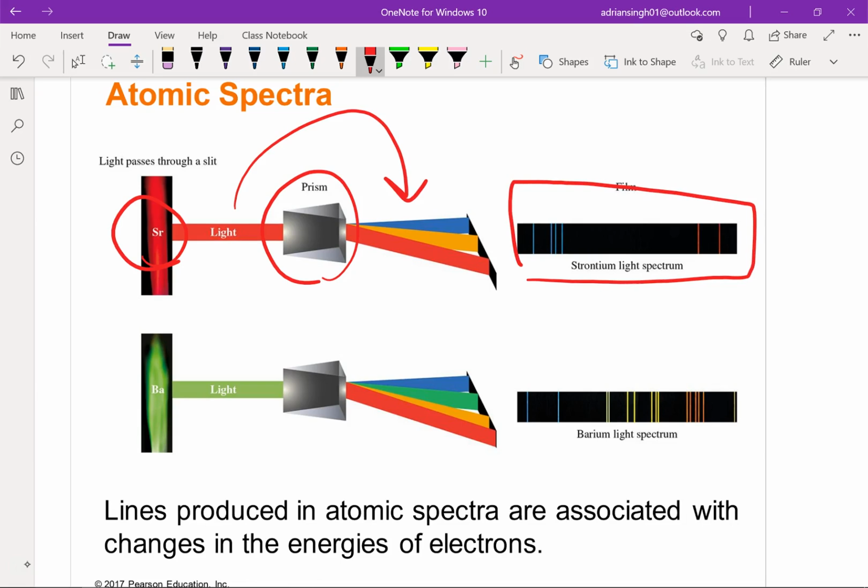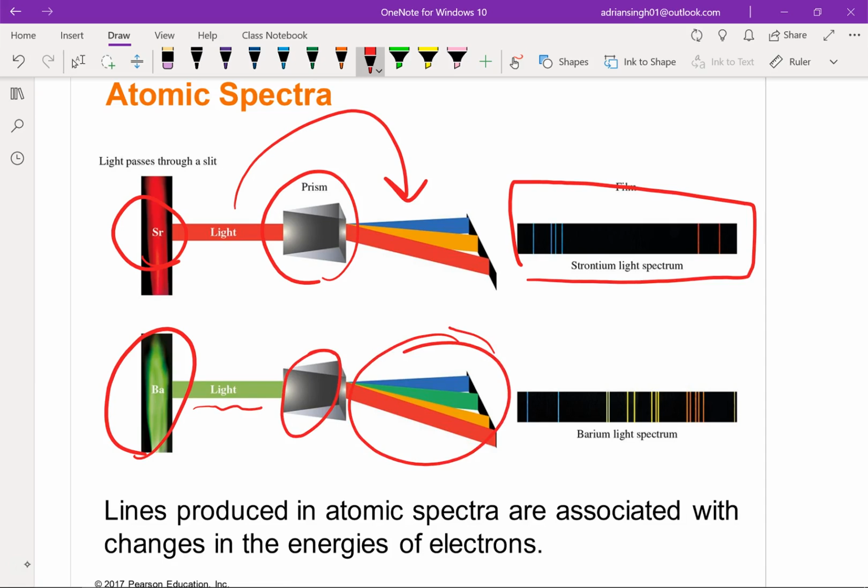We can do the same thing with all the other elements. We can do barium, for instance. If we heat up some barium, we'll see some green light come off of it. If we pass that green light through a prism, we'll see that green light gets broken down into its component colors, which we see over here.